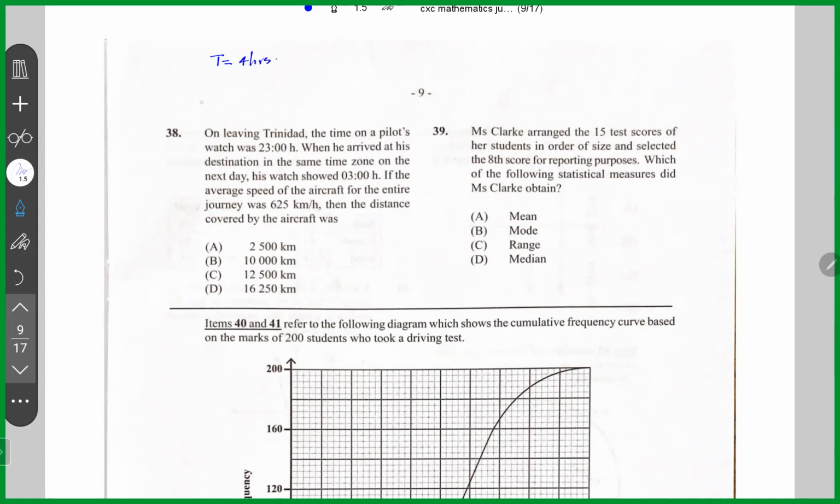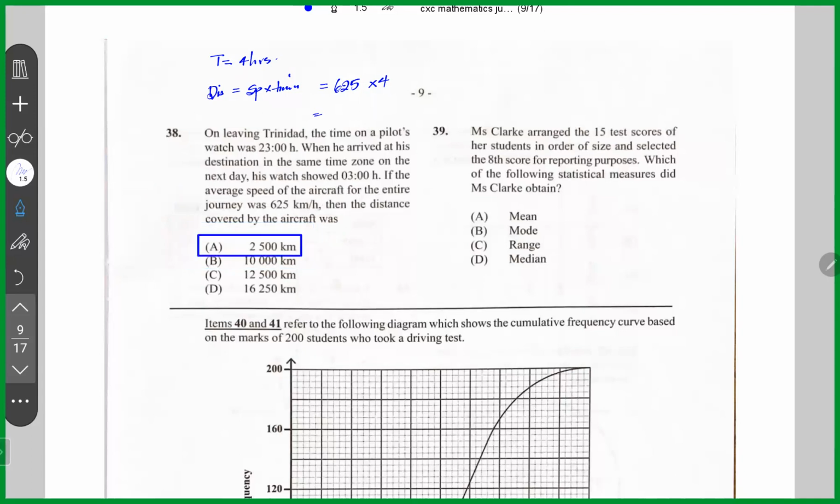Distance is equal to speed times time, which would be equal to 625 times 4. Is that 2,500? It's like 2,500 kilometers. 600 times 4 is 2,400. 25 times 4 is 100, so it's 2,500.